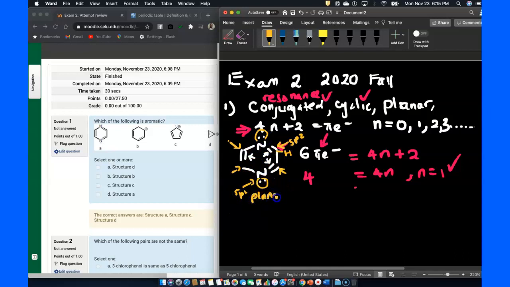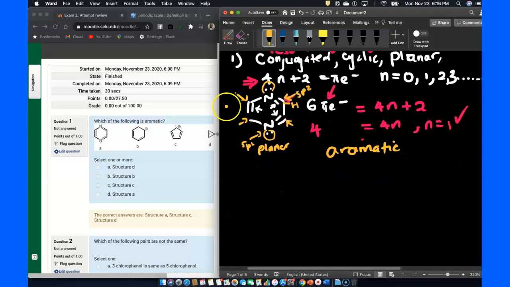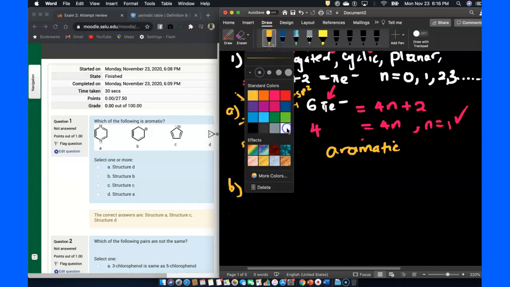So the molecule must be planar. So this molecule is actually aromatic. It's aromatic because it checks for all these rules. Okay, so A passes. What of B? Is B aromatic? So we do the same test.